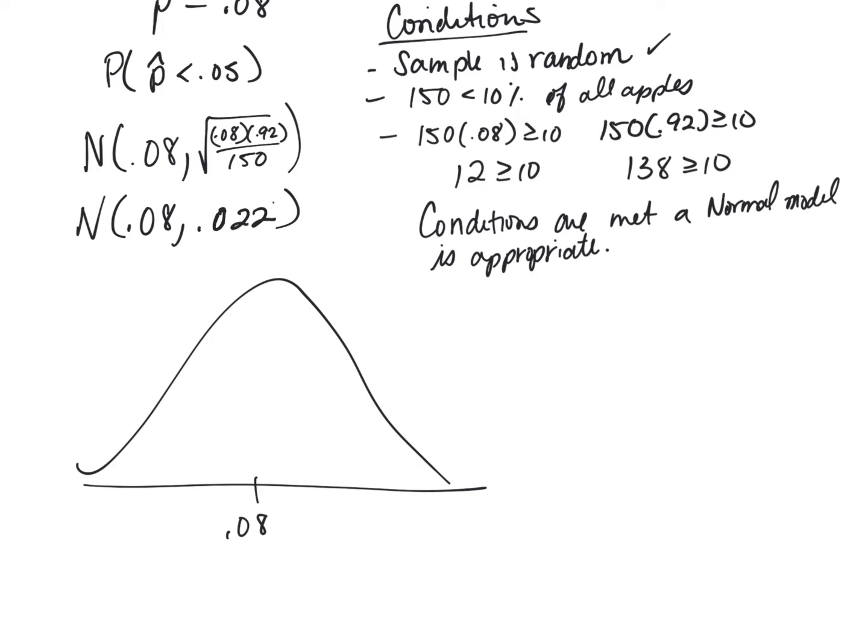Okay, so it's 0.08 minus 0.022. That's 0.058 minus 0.022. 0.036 minus 0.022. 0.014. Now 0.08 plus 0.022, 0.102, 0.124, 0.146. Okay, so the question was, how does the book decide where it's shading?